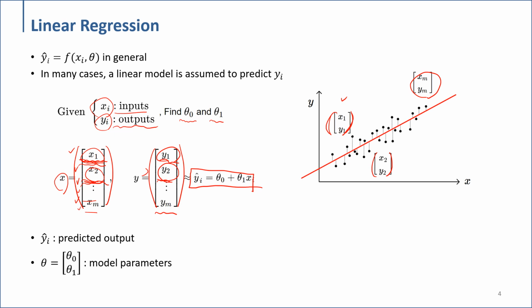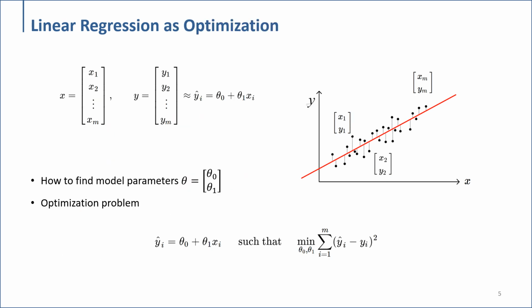So here, for the convention, we're gonna write the predicted output yi like this. So for this, we're gonna use the hat. So y hat is the predicted output. And theta 0 and theta 1 would be the model parameters that should be found for representing the best fitted model. So the remaining problem is how to find the model parameters theta 0 and theta 1.